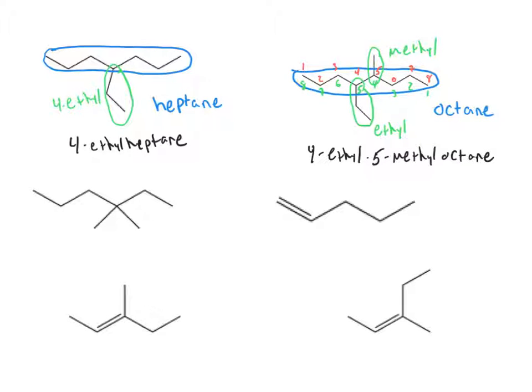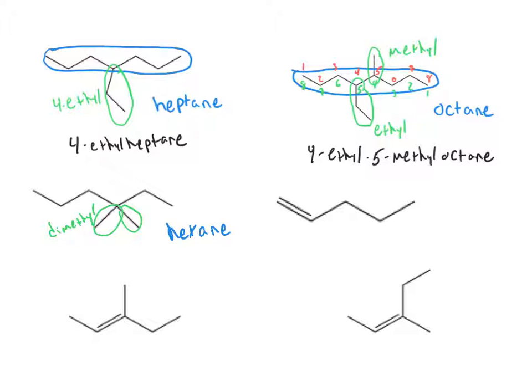In our next example, we can see that our main chain consists of 6 carbons. And so it will receive the root hex. Again, it is an alkane, so we'll receive the suffix ane. When we look at our substituents, we see that we have 2 methyl substituents coming off of the same carbon. And so we know this is going to be a dimethyl, but now we need to identify which carbon those substituents are on.